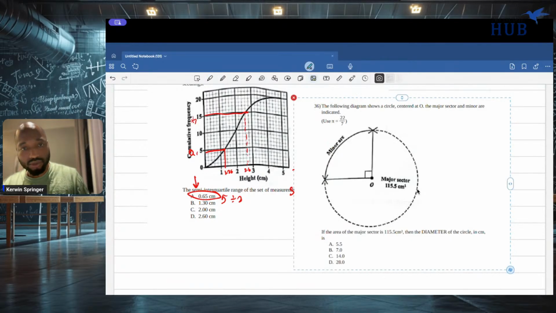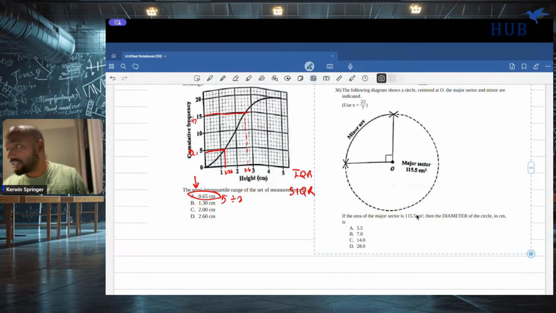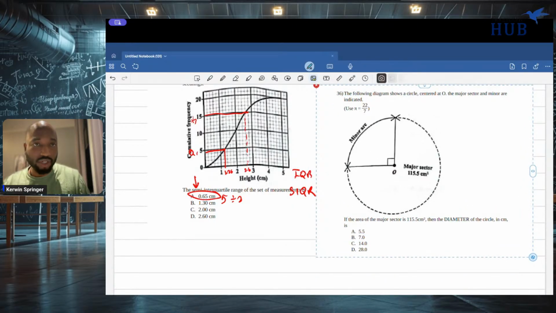So we did this one yesterday. If the area of the major sector, yeah, we did this one yesterday and confused a few people. So I'll go back and check that one.